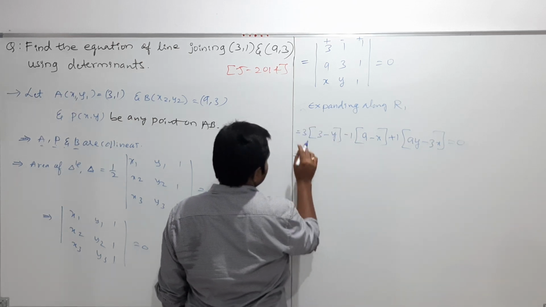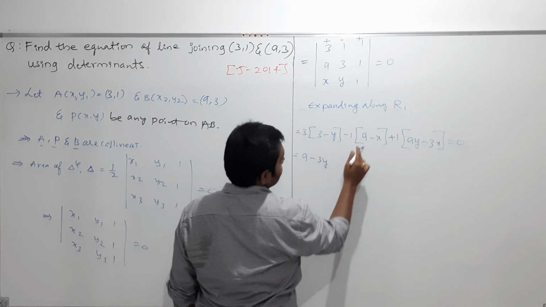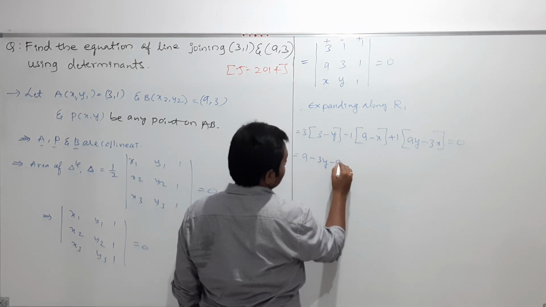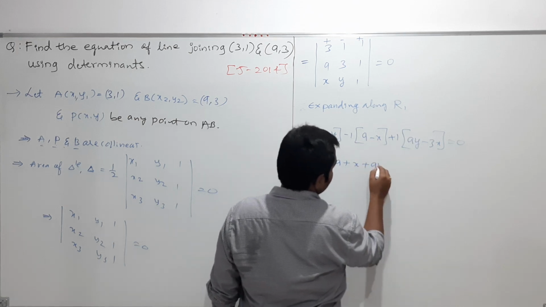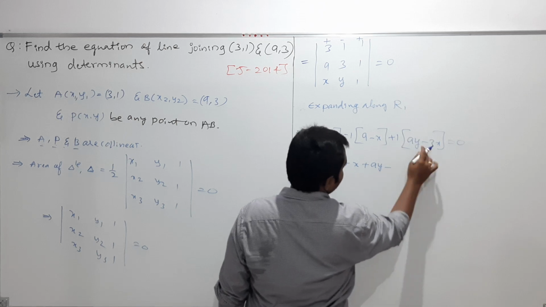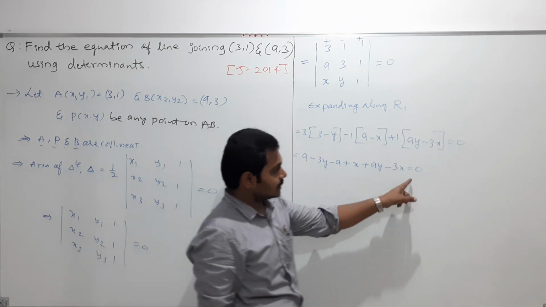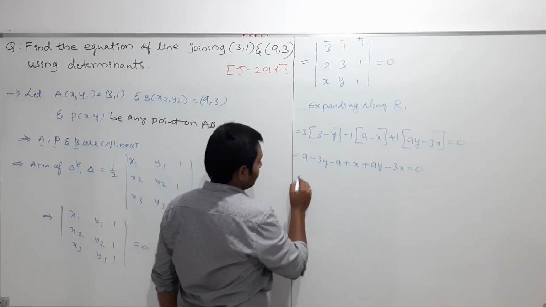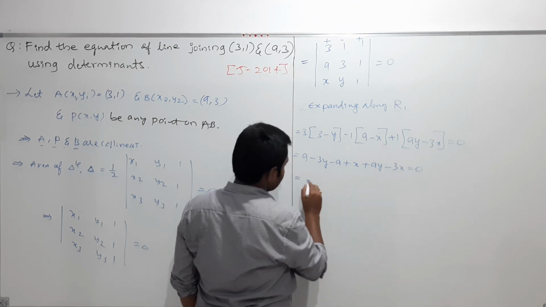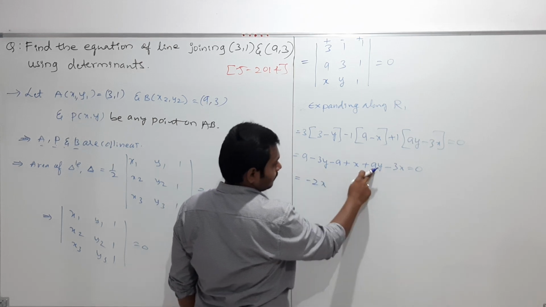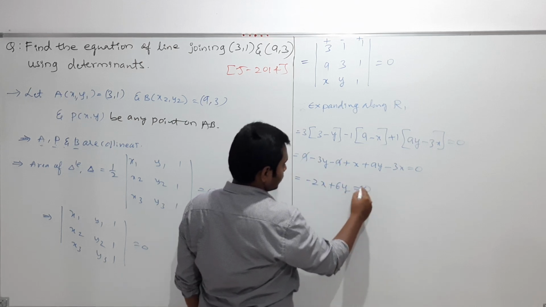And now further simplify this. 3 threes are 9, and 3 into minus y is minus 3y, minus 9 into 1 into 9 is minus 9, plus 1 into x is x, plus 1 into 9y is 9y, plus 1 into minus 3x is minus 3x, equals 0. Now simplify this further, my dear students. First find the x term: x minus 3x is minus 2x, minus 3y plus 9y is plus 6y, and 9 minus 9 cancels, equals 0.